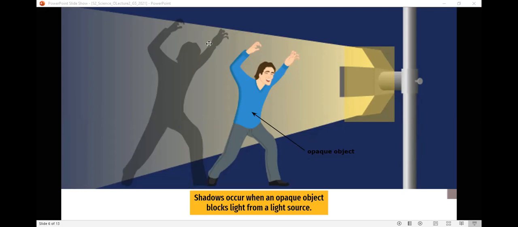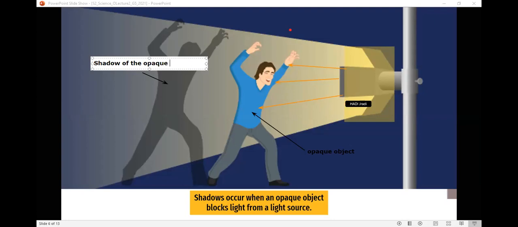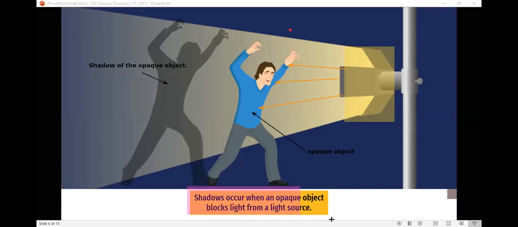Okay? Here we have the light source. The light source is sending light in the room everywhere. These rays of light are blocked by the man. When light is blocked by an opaque object, what will we have? A shadow. Shadow of who? Shadow of the man, shadow of the opaque object. In Arabic it means خيال. You all know how shadows happen. When there is a source of light and light is blocked by an opaque object, we will have a shadow. Shadows happen when an opaque object blocks light from a light source.